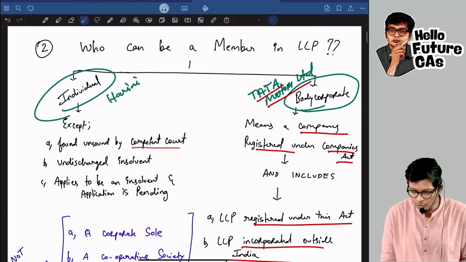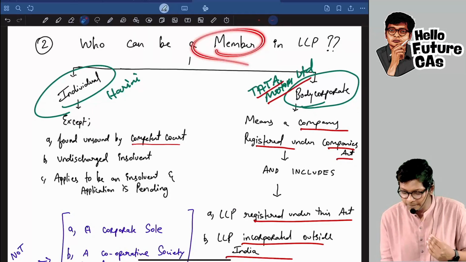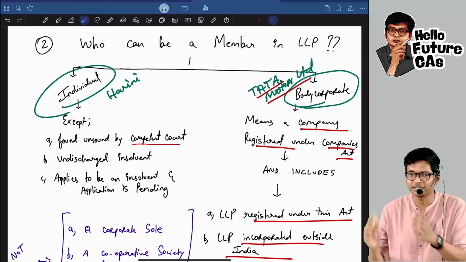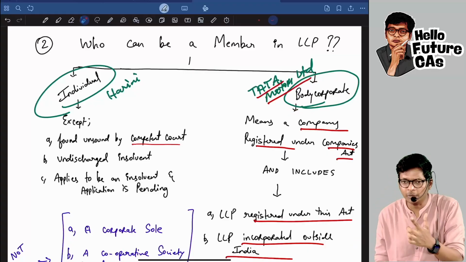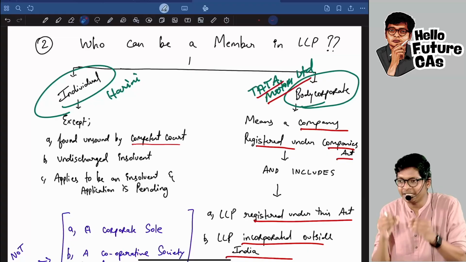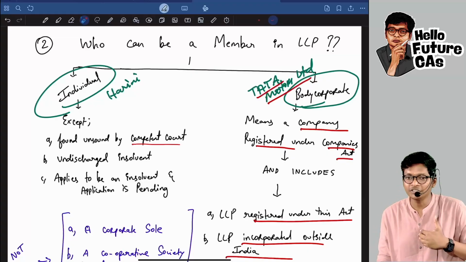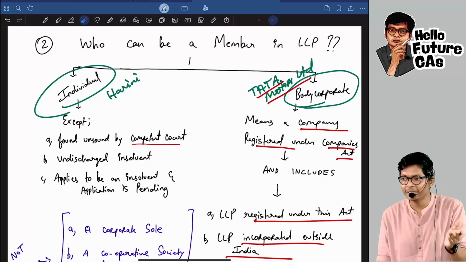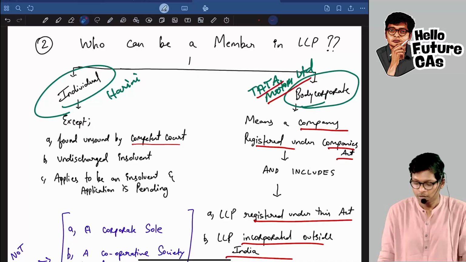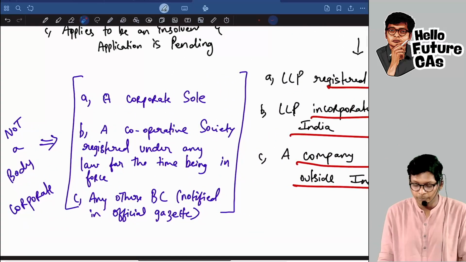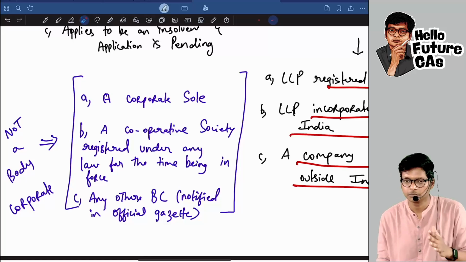Clear? So now for exam, it can be a straightforward 3 or 4 marks question: who can be a member of an LLP? We have 6 points. Individual 3. Body corporate you have 3. What is a body corporate? In simple terms, an LLP or company incorporated in or outside India. But in the exam I should not write like that. How should I write in the exam? LLP in India, LLP outside India. Company in India, company outside India. 4 marks, 4 points. Now come to the exceptions. Beautifully defined. This is the definition of body corporate everywhere, not just in the LLP Act.